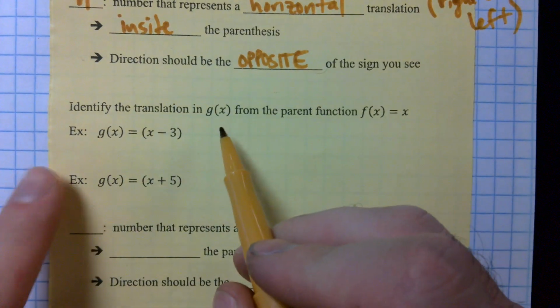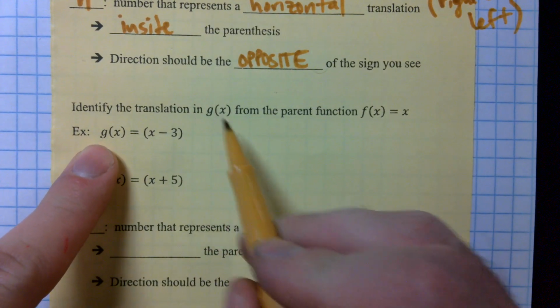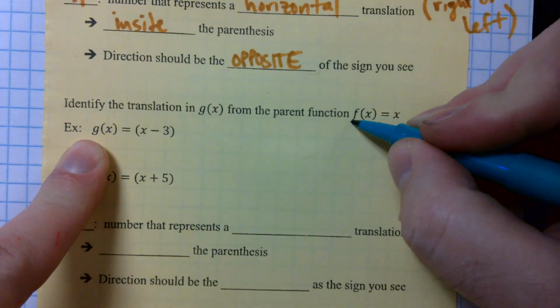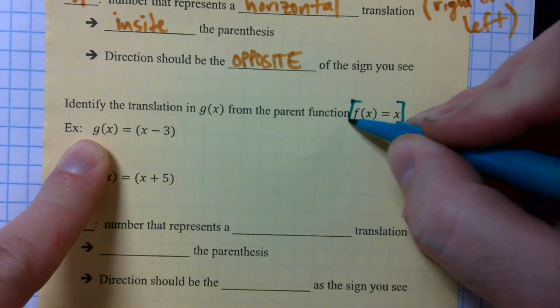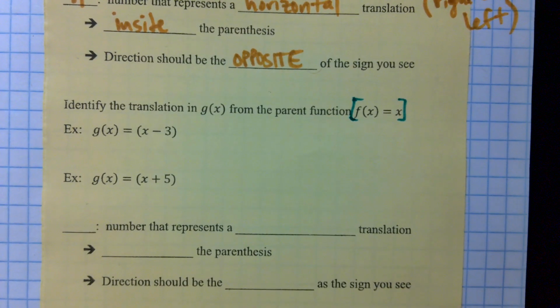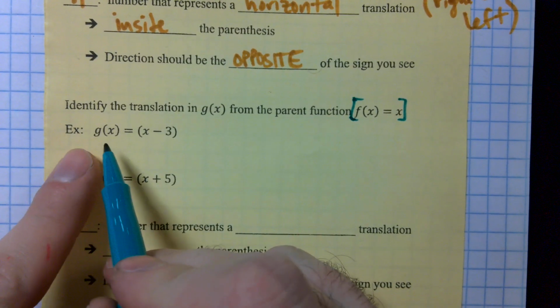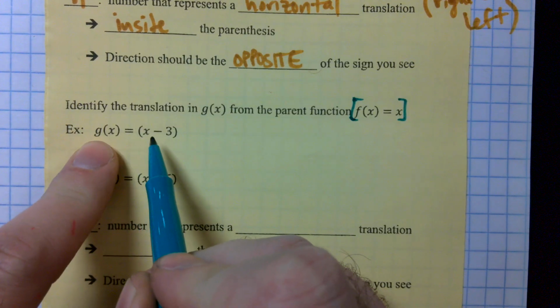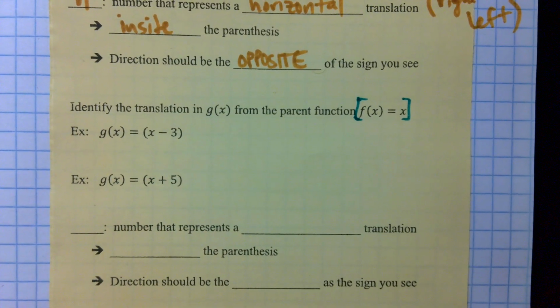Identify the translation in g of x from the parent function. There it is again. My default f of x is equal to x. So f of x is equal to x. I transform it. Now it's called g of x. G of x is equal to the quantity of x minus 3, right?